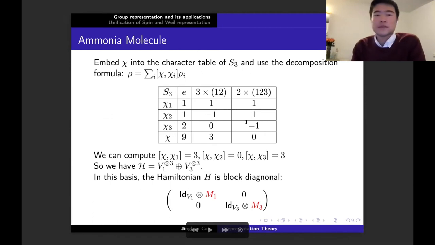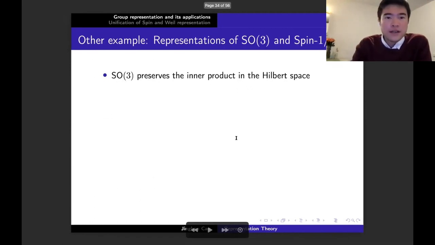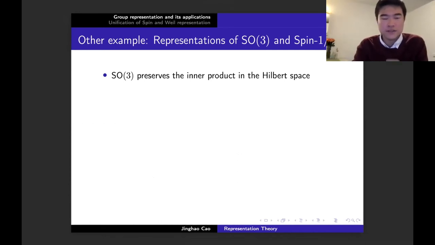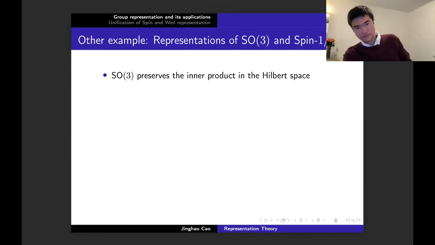And oh, we still have some time left. There are certain other examples, and I packed these examples in a single slide. I just tried to convey the philosophy of representations in quantum mechanics. And it's about the connection of representation theory and spin. We know that SO3 preserves the inner product of the Hilbert space. So basically, if we rotate and then take the inner product, it should be the same. That's the definition of SO3.